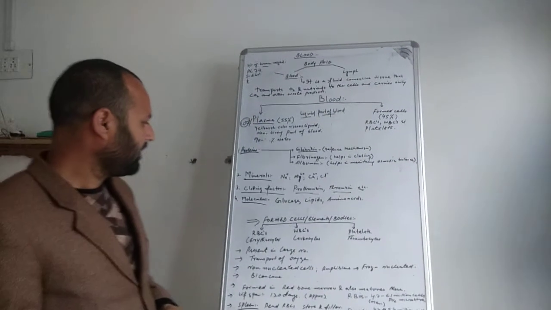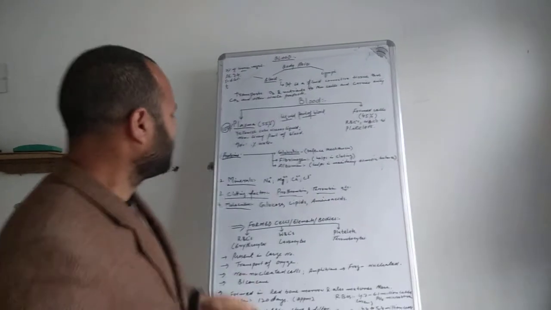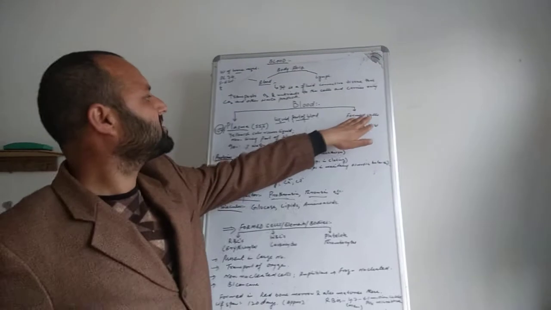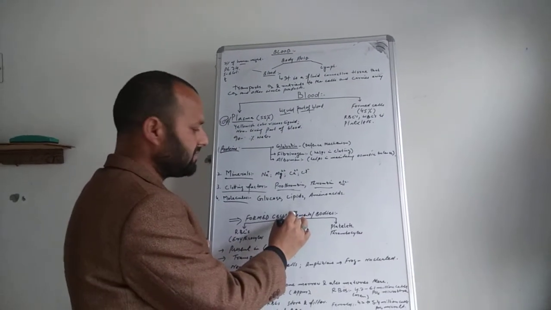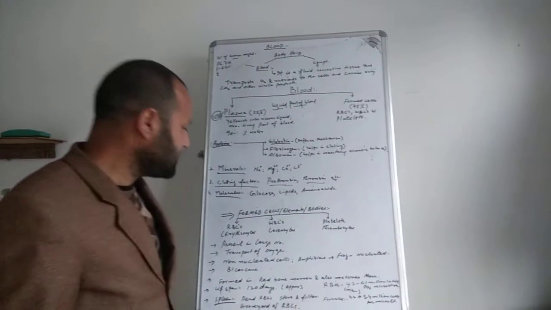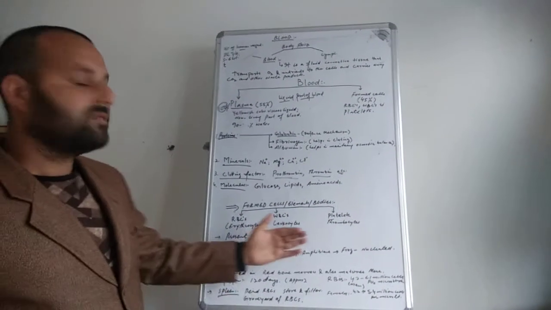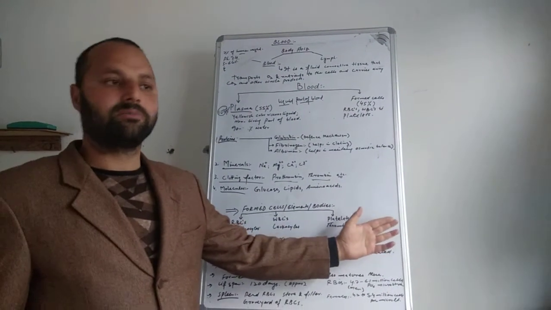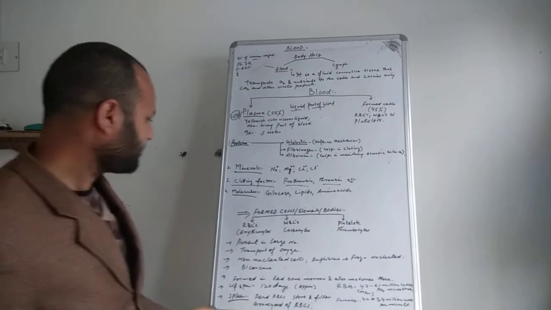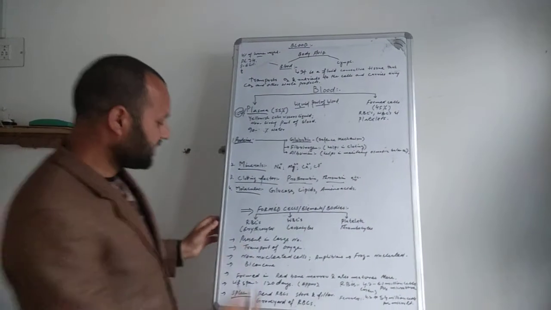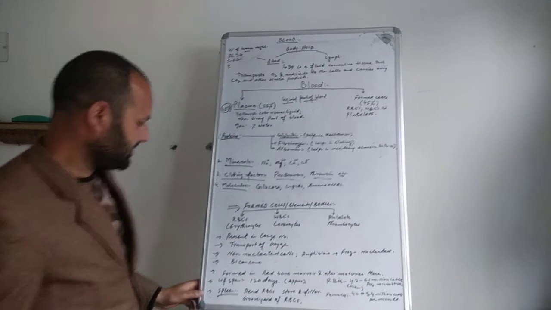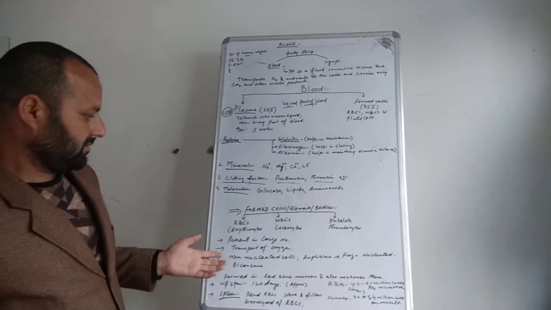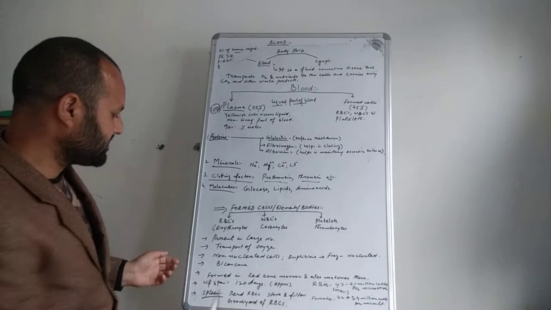Okay. Now the second part is the formed cells. We can call it formed cells, formed elements, or formed bodies. We can even call it formed or body corpuscles. It contains RBCs, WBCs, and platelets. Now we will discuss this part.